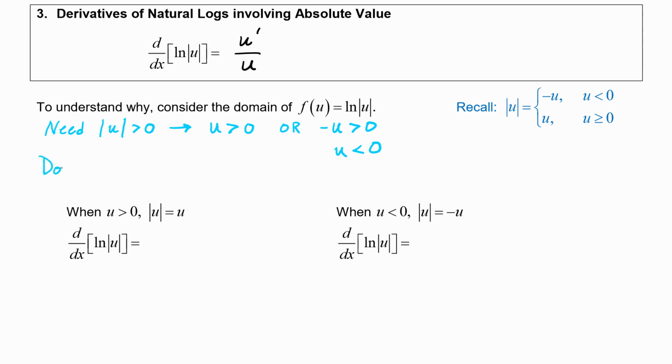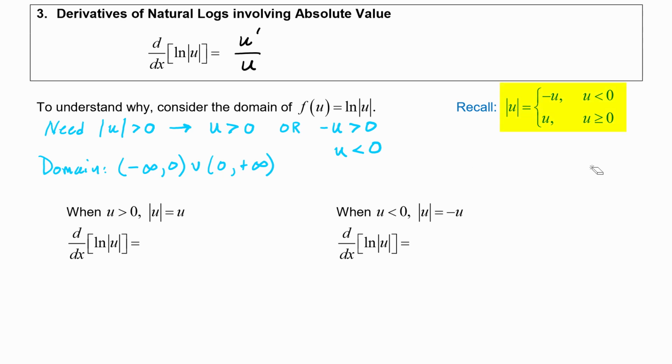Then that means our domain is negative infinity to 0 union 0 to positive infinity. That means u can be everything except 0.